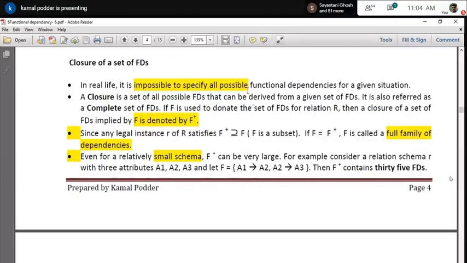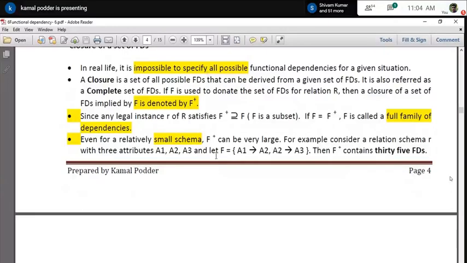For that we need to understand what is the closure of a set of FDs. In real life, it is impossible to specify all possible functional dependencies for a given situation. It's very difficult to find all of them. As I have pointed out, one designer may find 100, another might find 50, another might find 1000. I cannot say that he is wrong and he is right. The only thing is to examine which one is optimal, whether it contains a redundant thing or not, and accordingly pick.